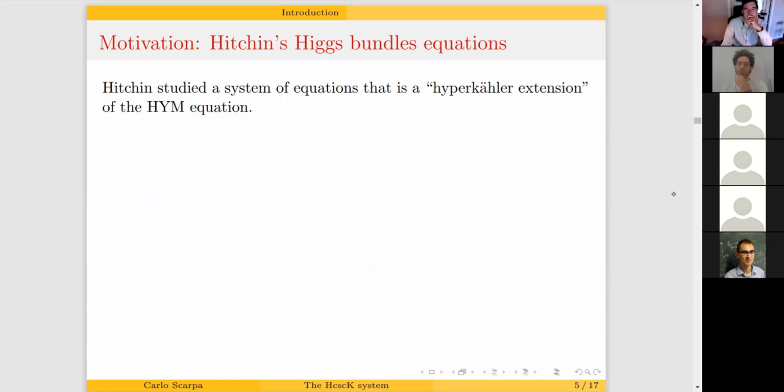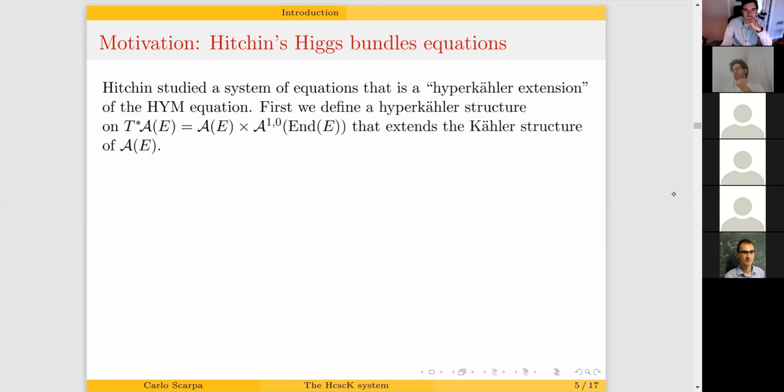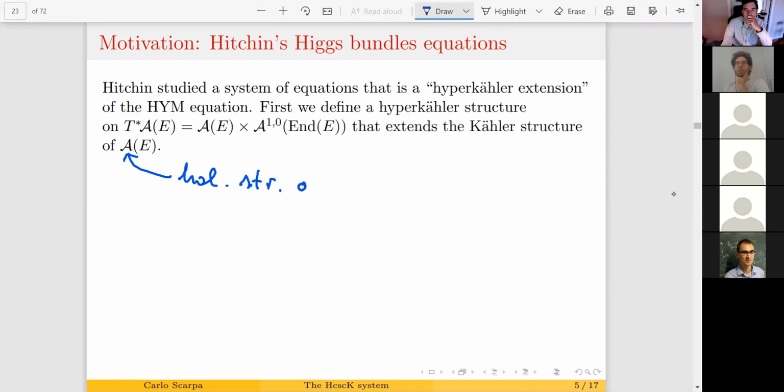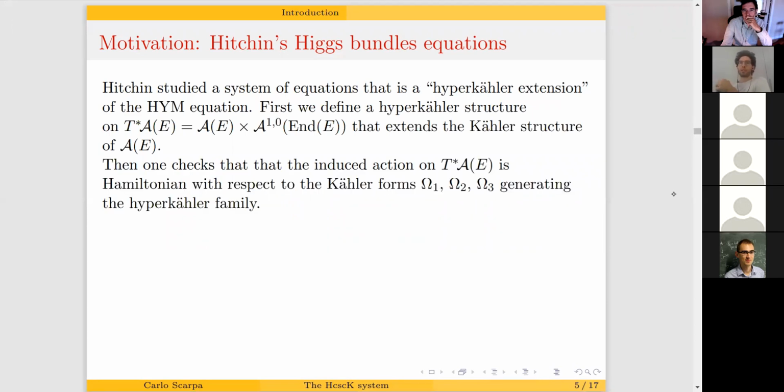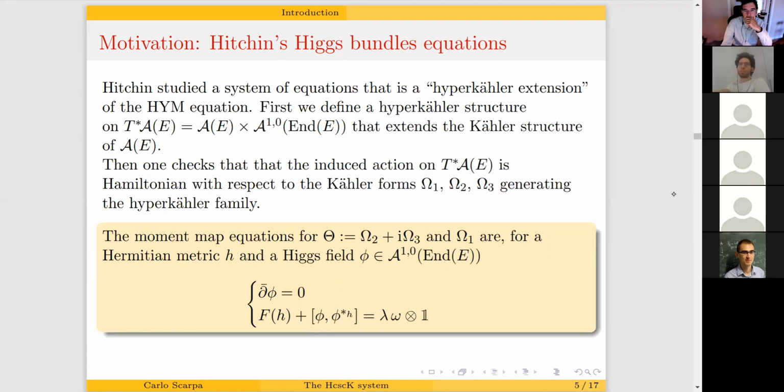Now Hitchin, some years after the work by Atiyah and Bott, studied a slightly different system of equations that can be considered to be a hyperkähler extension of the HYM equation. So he defined a hyperkähler structure on the cotangent space of A. Recall A is the space of all possible holomorphic structures on the bundle E. So this is an affine manifold, infinite dimensional. Its cotangent bundle is just a product space of A with these one forms. This hyperkähler structure extends the Kähler structure of Atiyah and Bott. And he showed also that the induced action on this space is Hamiltonian with respect to every Kähler form in the hyperkähler family. So this is a way to formulate Hitchin's Higgs bundle equations.